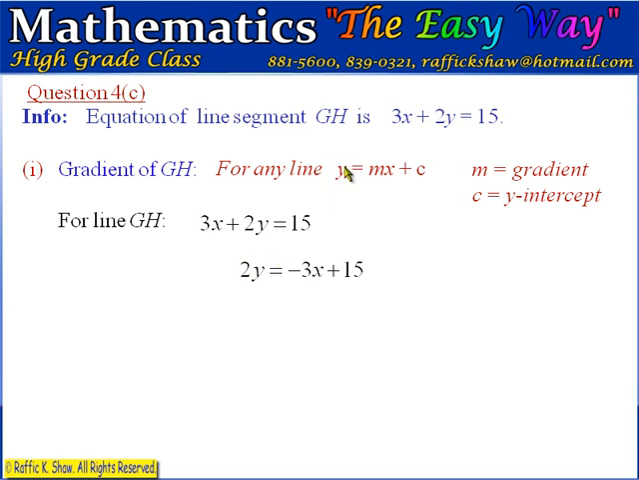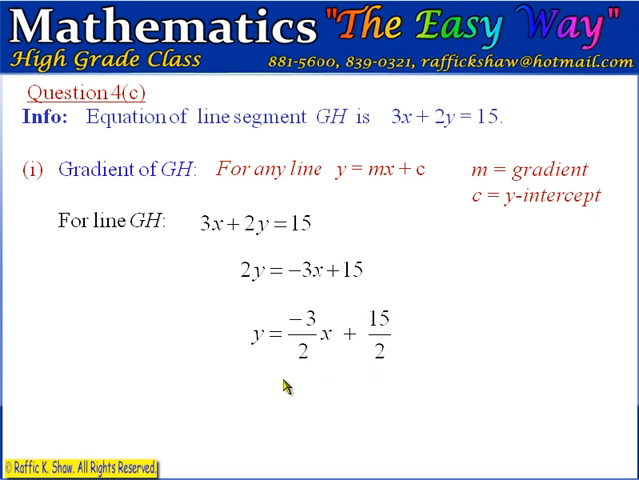We must have y alone as the subject, and therefore we have to divide this equation by 2 to leave y by itself as the subject. When we divide through by 2, we divide each term by 2, and therefore 2y divided by 2 leaves us with y, minus 3x divided by 2 is minus 3 over 2 times x, and 15 divided by 2 is 15 over 2, as shown here. Now this equation is in this form, and therefore our m, our gradient, is minus 3 over 2, and our y-axis intercept is 15 over 2.